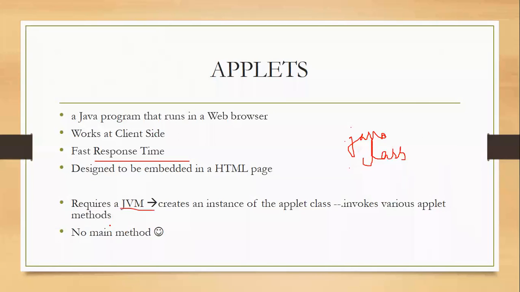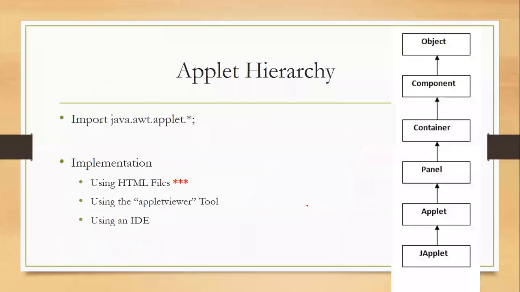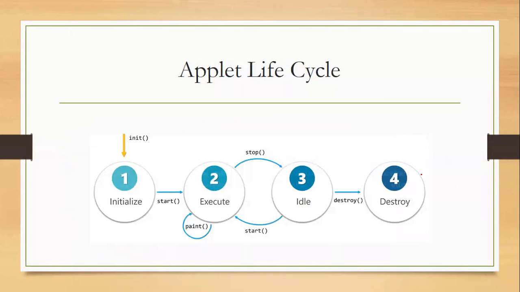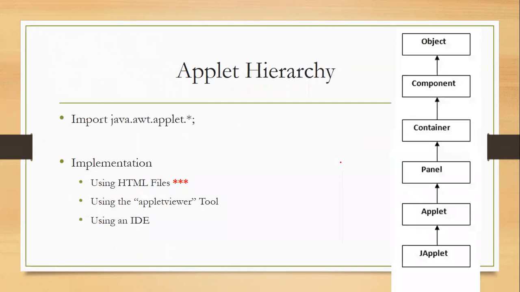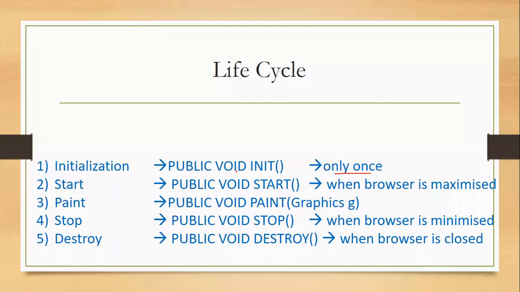Simply because you do not have a main method, you have a few other methods which are called so that the applet runs in your web browser. These methods of the applet are described in something called the applet life cycle. The main method of an applet is the init method, or the initialization method. The init method is called only once. You write it public void init, I-N-I-T. It is called only once.